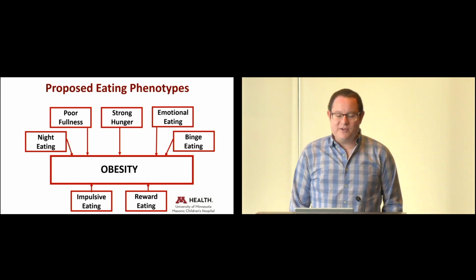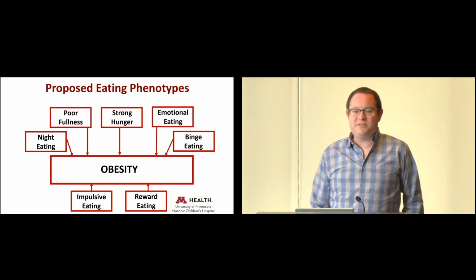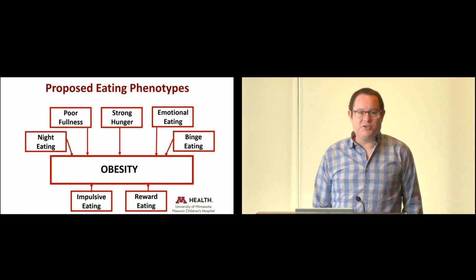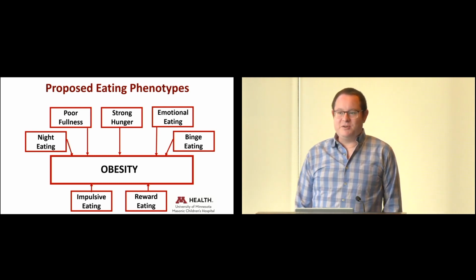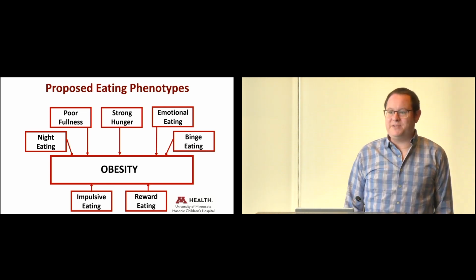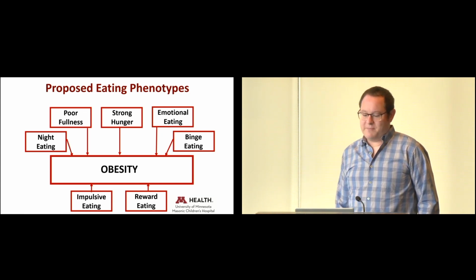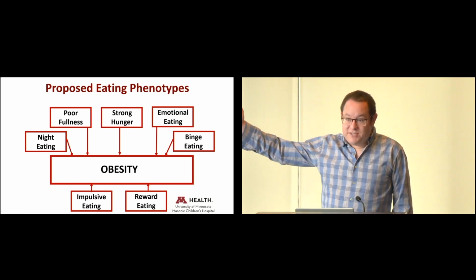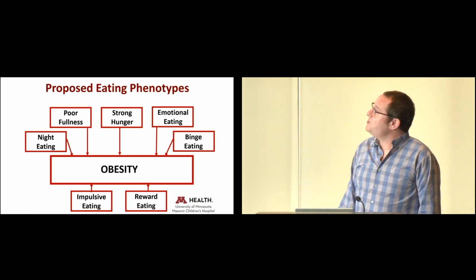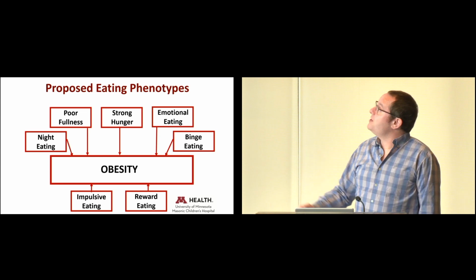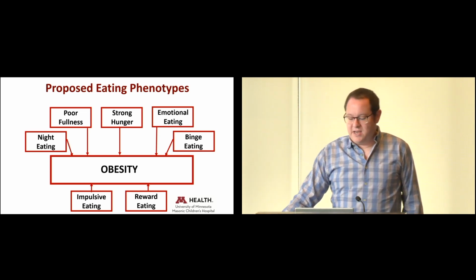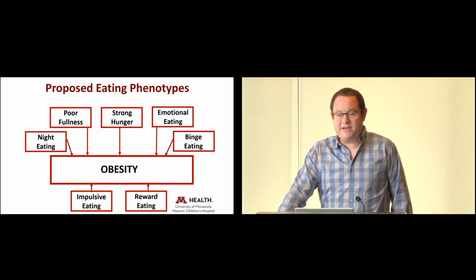Next, I had kind of briefly mentioned these eating phenotypes, and this is one of the things that we tend to do a fair amount to help drive our choices of medications, because you really want to try to fit a medication to whatever the symptom happens to be. And so, for example, some of these are easier said than others, but these are the proposed eating phenotypes that are out there. So night eating, having poor fullness, having strong hunger, having emotional eating, binge eating, impulsive eating, and reward-based eating.